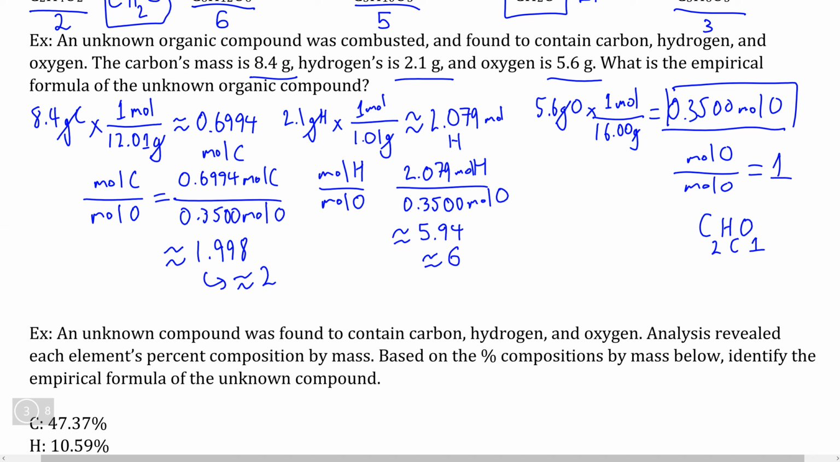So again, what this is telling us is that if we had 1 mole of oxygen in our compound, that would correspond to 6 moles of hydrogen. And using that, we have successfully found our empirical formula and discovered this compound that we did not know existed.